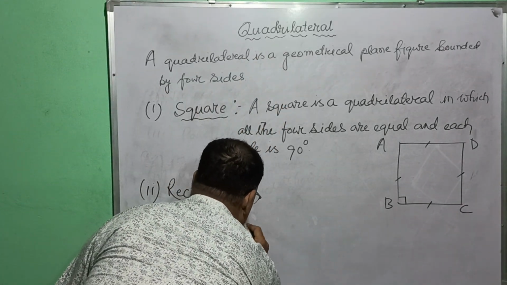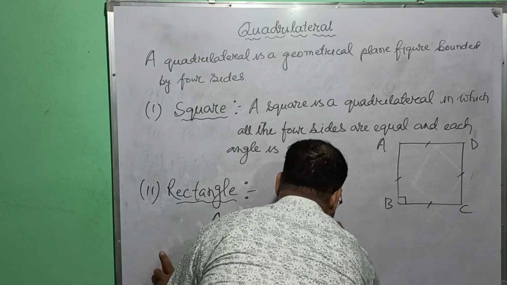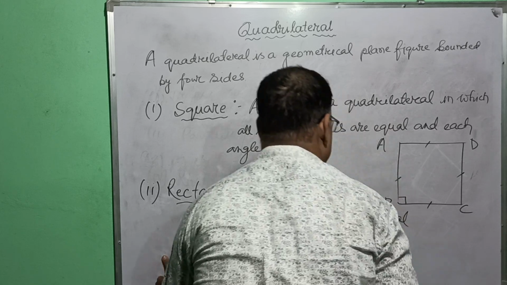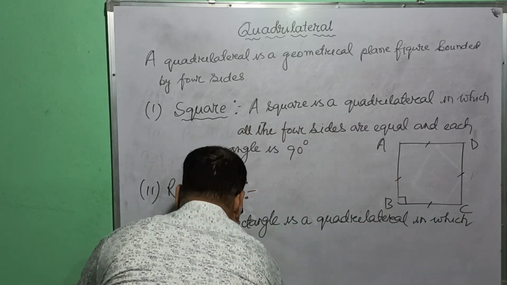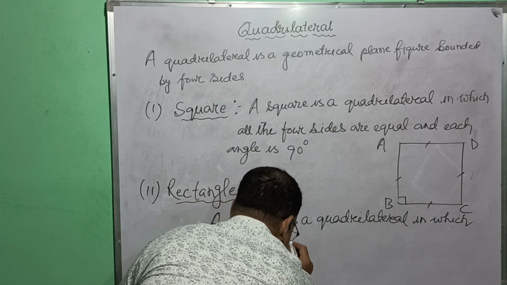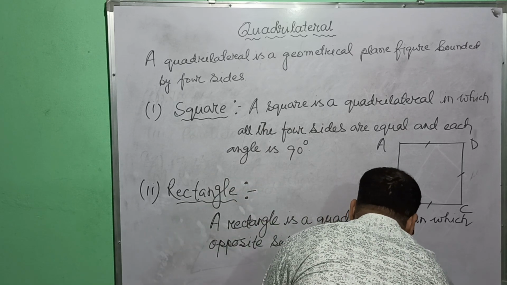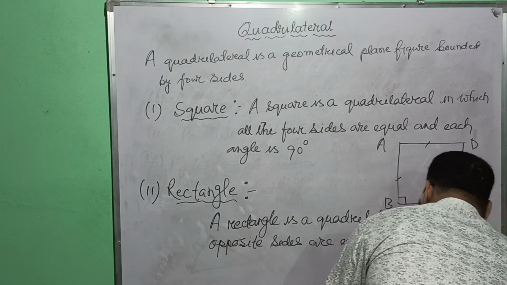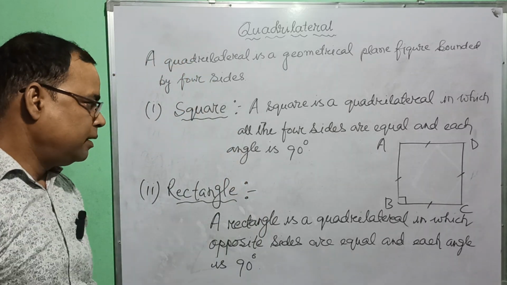A rectangle is a quadrilateral. A rectangle is a quadrilateral in which opposite sides are equal and each angle is 90 degree. So this is the simple definition of a rectangle.